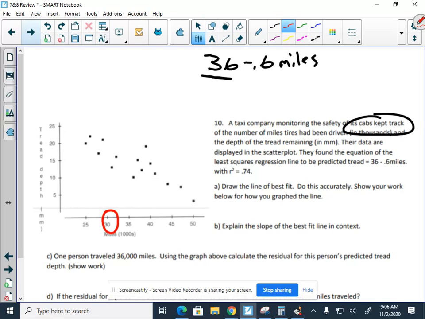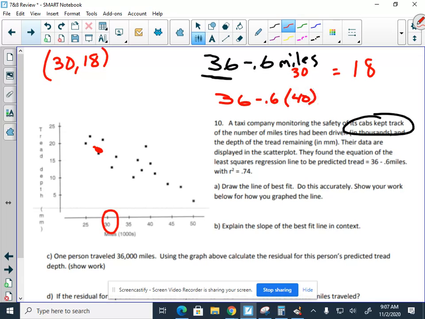So for instance, I'm just going to take the number 30 and put it in here for miles. So if I take 36 minus 0.6 times 30, what that gets me is 18. It gets me an ordered pair, 30, comma 18. So I'm going to go 30, 18. And it's pretty near that dot there, right? Approximate. Now I'm going to put another point in. So I'm going to go 36 minus 0.6 times 40.